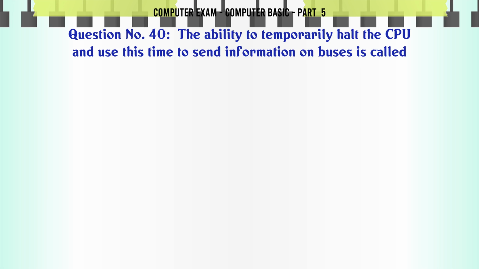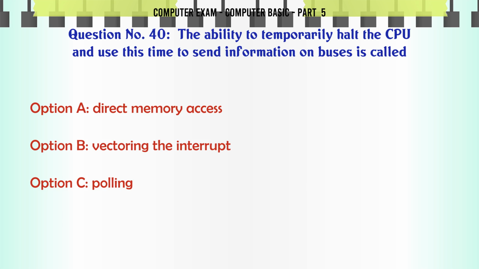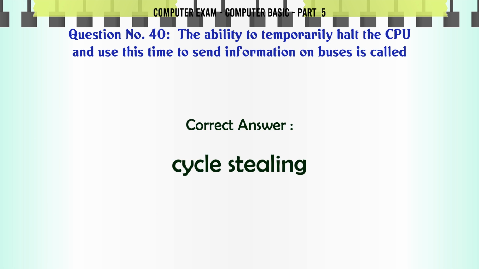The ability to temporarily halt the CPU and use this time to send information on buses is called A. Direct memory access. B. Vectoring the interrupt. C. Polling. D. Cycle stealing. The correct answer is cycle stealing.